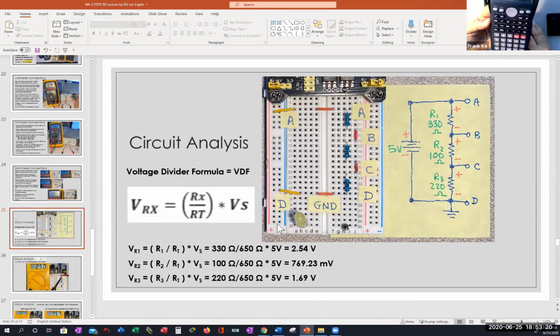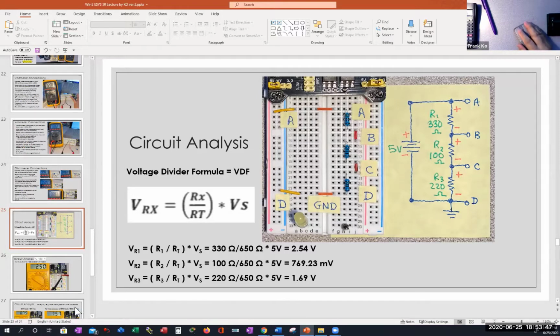Okay, all right. Now, the last one is an easy calculation. You end up with 1.69. You can go ahead and verify that on your own. I'm going to write these values on the side: 2.54, 769.23 millivolts, and 1.69 volts. I'm going to write those on the side because I'm going to need them in a moment. Any questions about voltage divider?